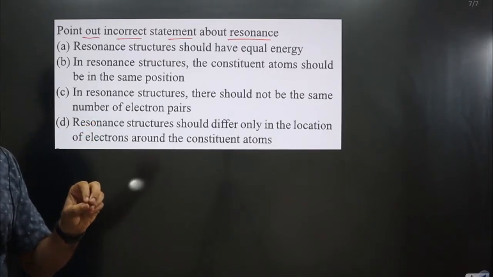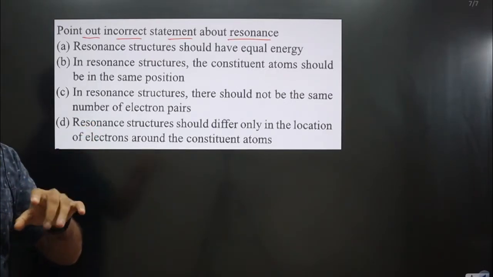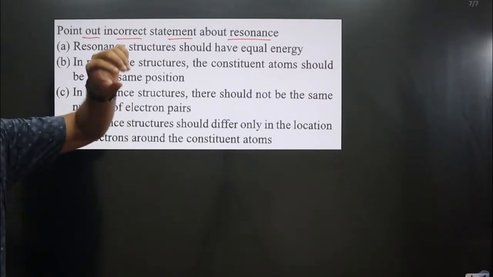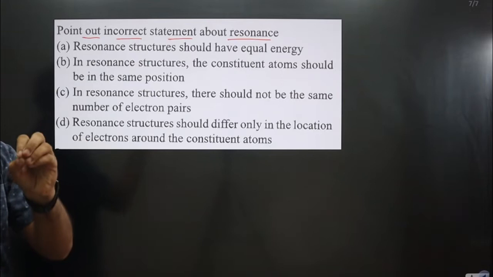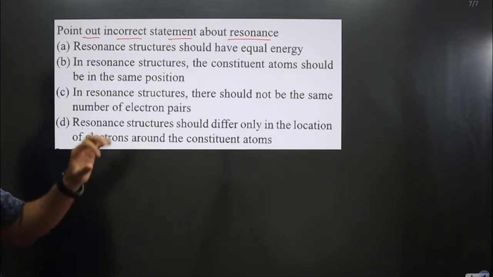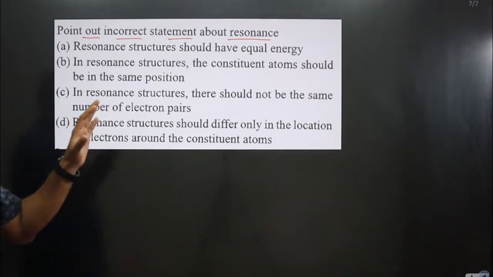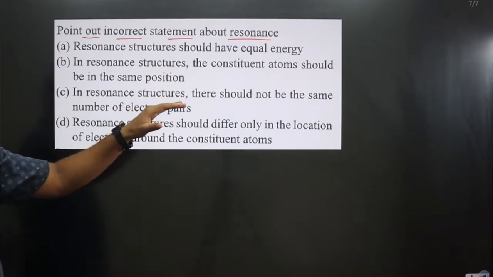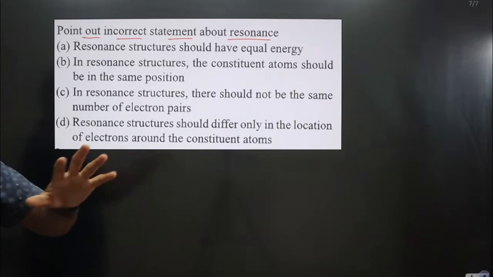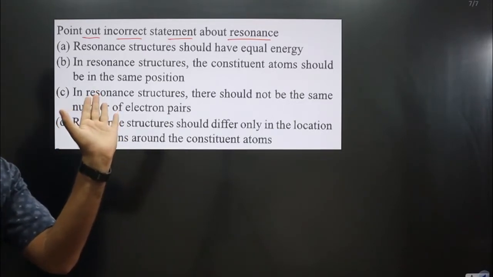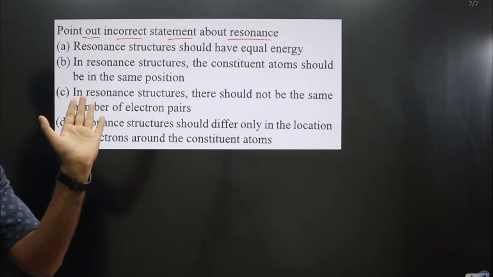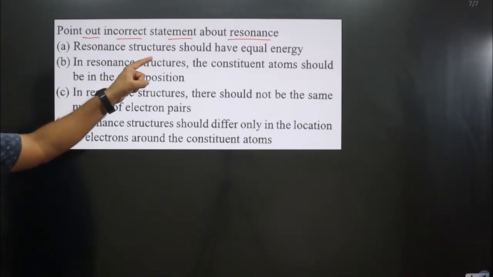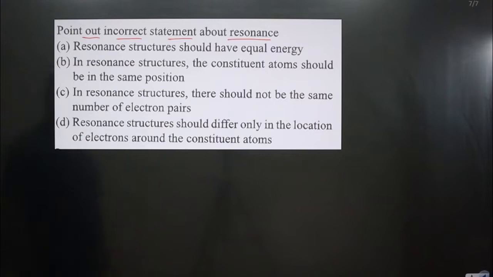Because the number of electrons in the resonating structures remains the same. Their movement is from one atom to another atom, but overall the number of electrons remains the same. Resonating structures have stability, and hence their energy will also be the same, because the higher the number of resonating structures, the higher is the stability. Resonance structures should have the same energy.